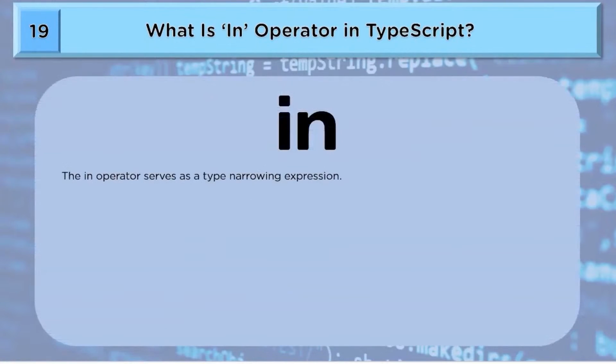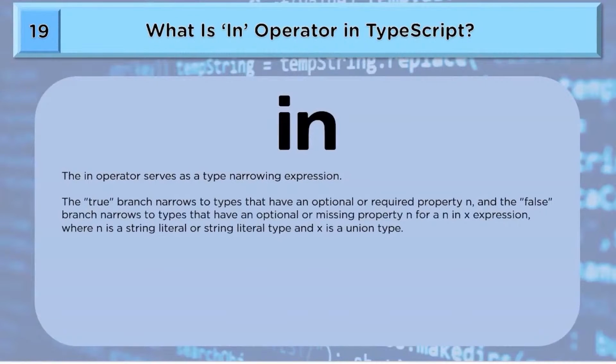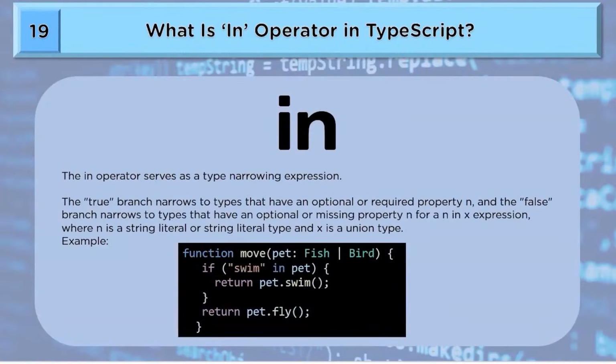The in operator serves as a type narrowing expression. For an n in x expression, the true branch narrows to types that have an optional or required property n, and the false branch narrows to the types that have an optional or missing property n, as shown in the example below, where n is a string literal or string literal type and x is a union type.